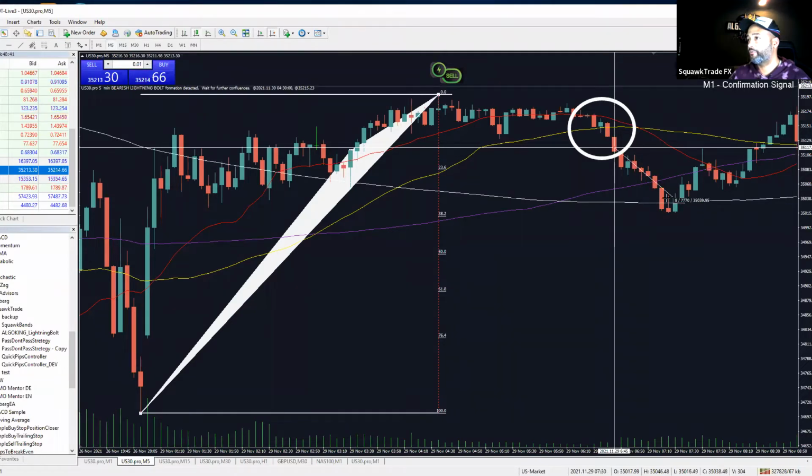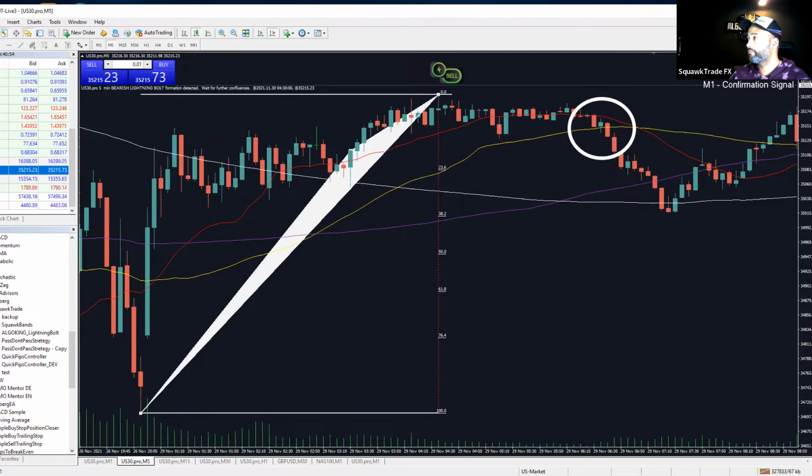And had price then broke down a little bit more, and had I seen this candle here, this candlestick formation here, this, gosh, I forget what it's called, brain fart, but these three candles being formed, I'm taking partials again.